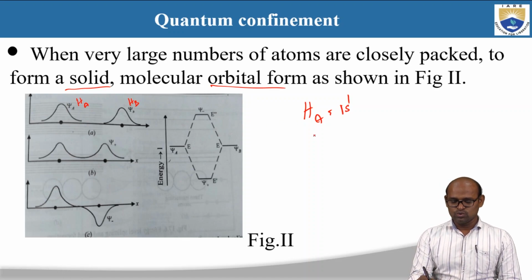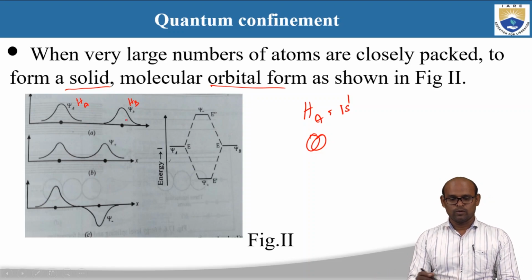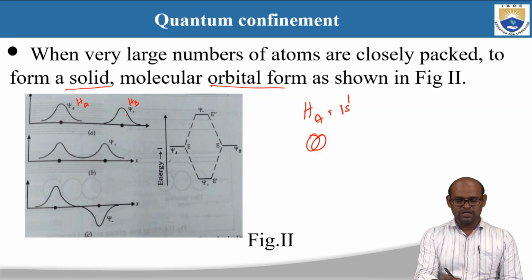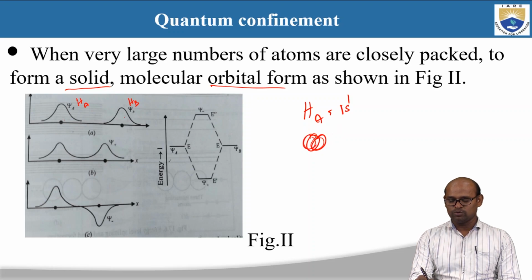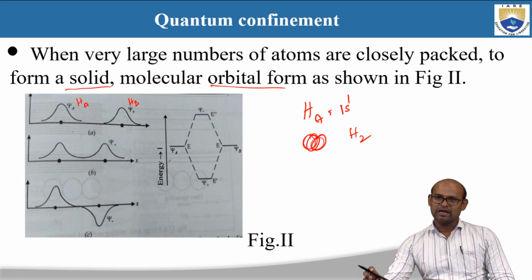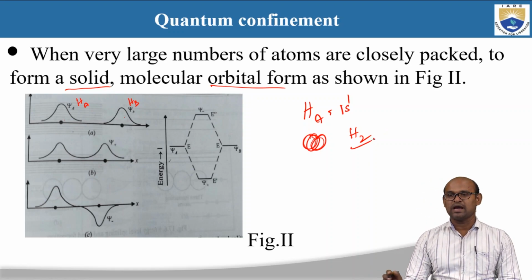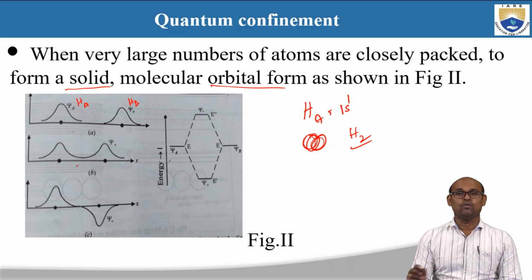Now I take these two hydrogen atoms and put them together. When I put them together, there is an overlap between these orbitals. Hydrogen atom A orbital and hydrogen atom B orbital can overlap when I put these two hydrogen atoms together. When I take two independent hydrogen atoms and put them together, I am going to see a hydrogen molecule, H2. Two hydrogen atoms grouped together form a hydrogen molecule.